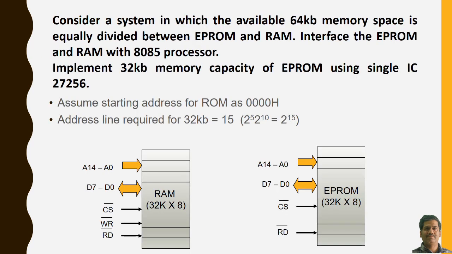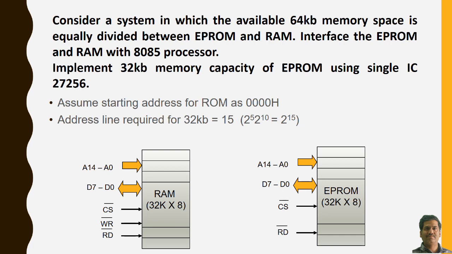Now consider a system in which the available 64 KB memory space is equally divided between EEPROM and RAM. We have to interface the EEPROM and RAM with this 8085 processor, and we have to implement 32 KB memory capacity of EEPROM using single ICs. The number is also mentioned here, 27256. In this case, let us assume the starting address for ROM as 0000. So here we are connecting EEPROM first and thereafter RAM, or we can alternately do RAM first and thereafter EEPROM.